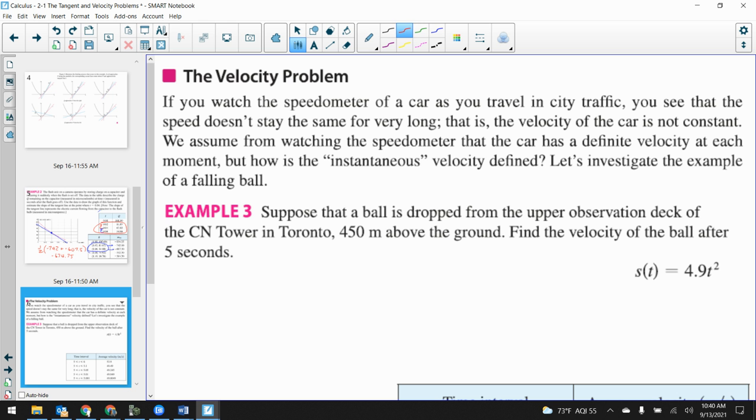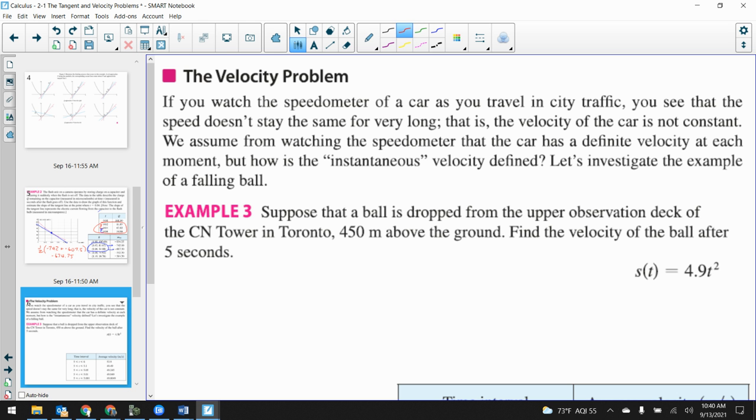And what we're going to be doing is saying, okay, instead of taking the observation over the course of 2 hours, let's go over the course of 1 hour. Let's go over the course of 30 minutes. Let's go over the course of 50, and we keep making that closer and closer until we get to something called instantaneous velocity.